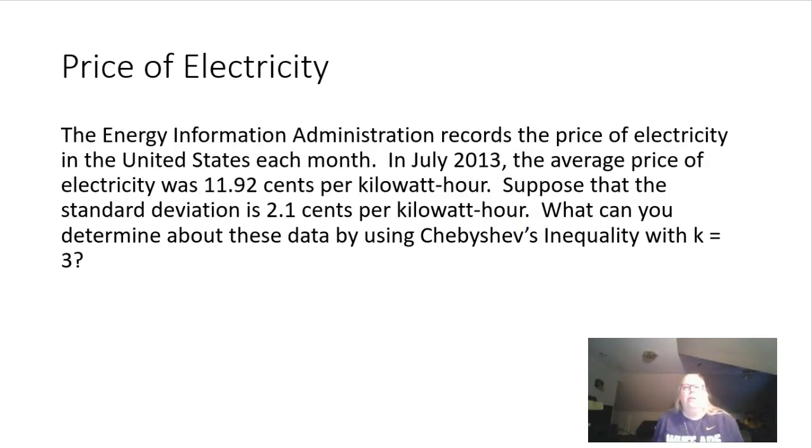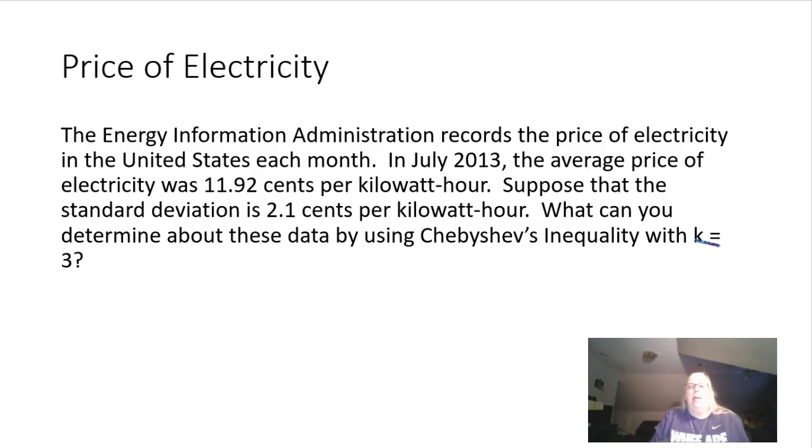Okay, let's look at this other example dealing with Chebyshev. This is all about the price of electricity. The Energy Information Administration records the price of electricity in the United States each month. In July 2013, the average price of electricity was 11.92 cents per kilowatt hour. Suppose that the standard deviation is 2.1 cents per kilowatt hour. What can you determine about these data by using Chebyshev's inequality with k equal to 3?